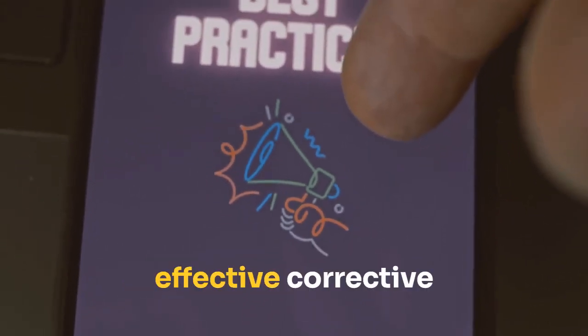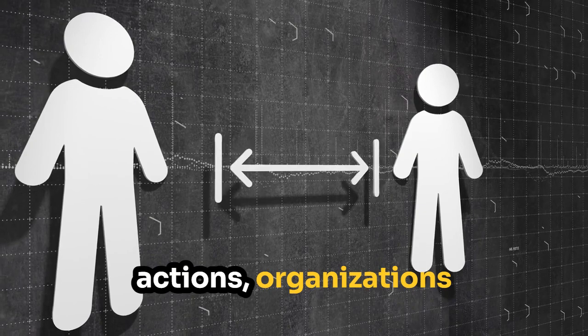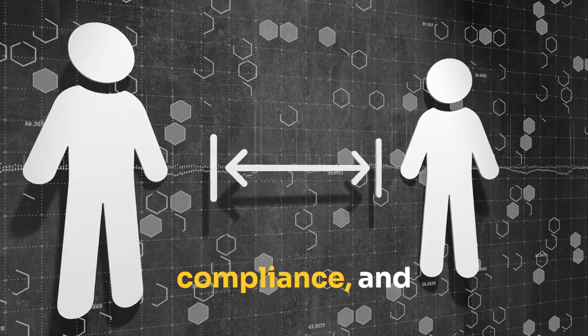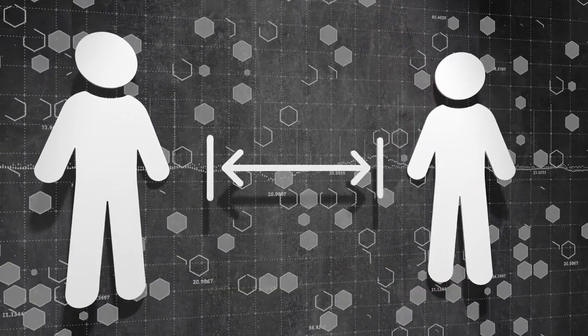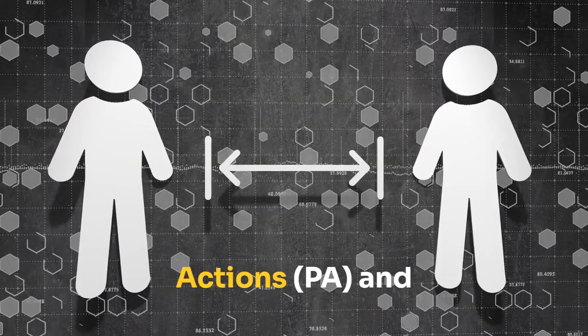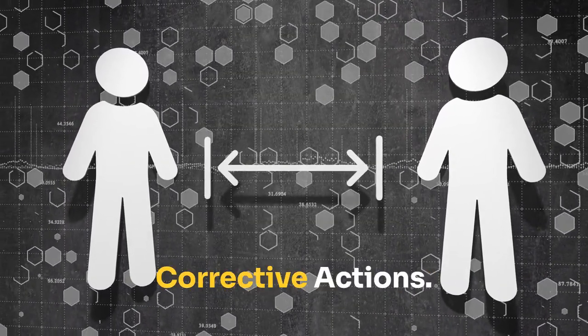By implementing effective corrective actions, organizations can enhance quality, compliance, and operational efficiency. In the next lesson, we'll explore preventive actions (PA) and how they differ from corrective actions.